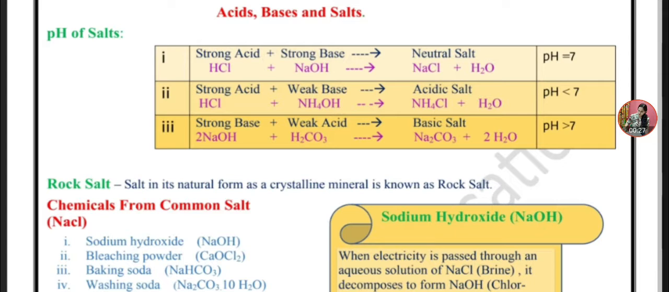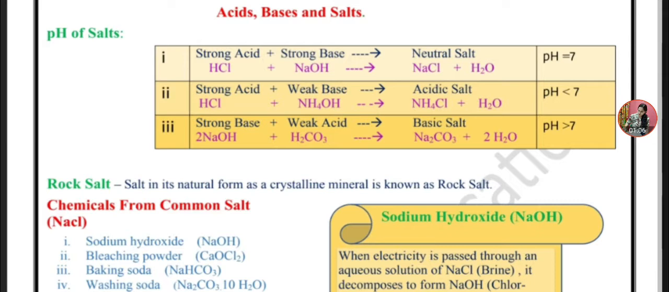In the table you can see when a strong acid reacts with a strong base, it gives us a salt that is neutral in nature, and for the neutral the pH value is 7. Secondly, when a strong acid reacts with a weak base, we get an acidic salt, because the acid is strong, thus the nature of the salt is the same as that. And for acidic salt the pH is less than 7, and when a strong base reacts with a weak acid, it gives us a basic salt, and for base the pH value is more than 7.